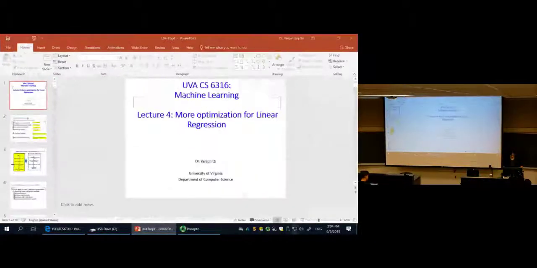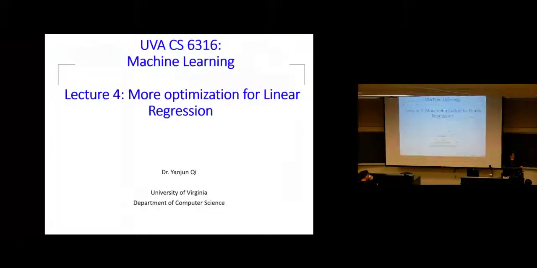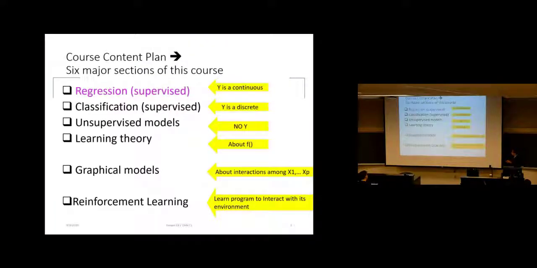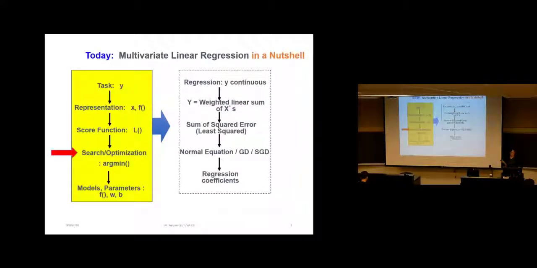Today is lecture 4 about more optimization for linear regression. So again, where we are, every time we're going to show this, we're still in regression. And the nutshell, the mental representation. So we covered the task, the representation, and the scoring function, and also properties of the scoring function in the last week's lecture. And we also covered how to optimize that scoring function because it's a quadratic function.